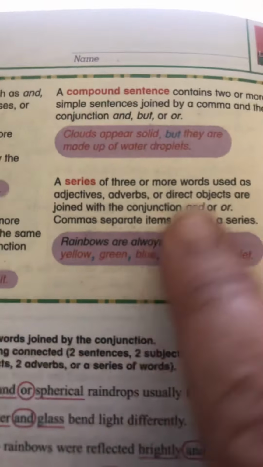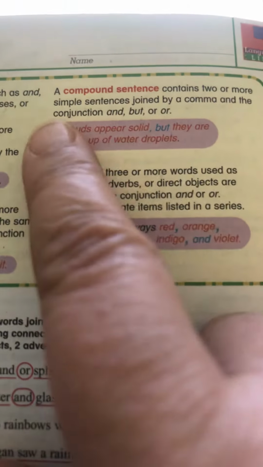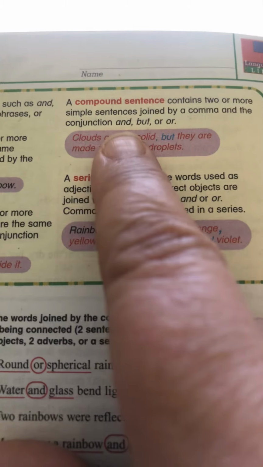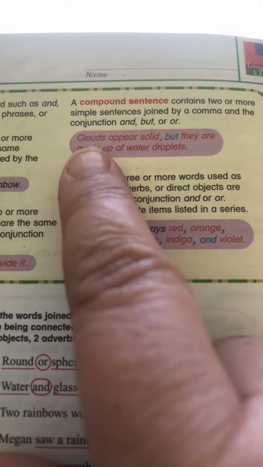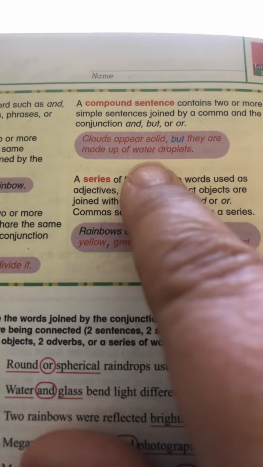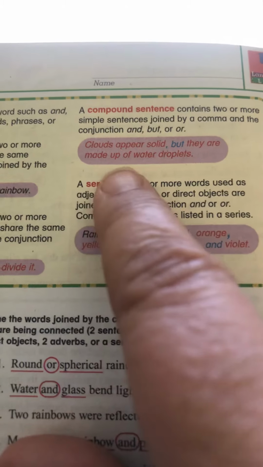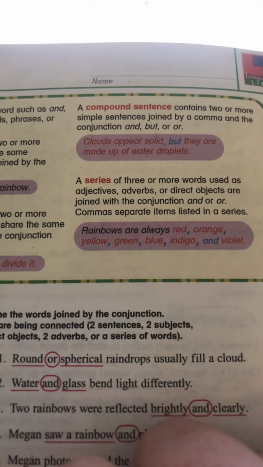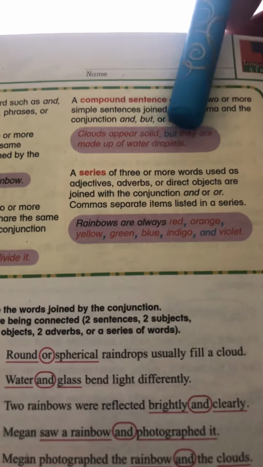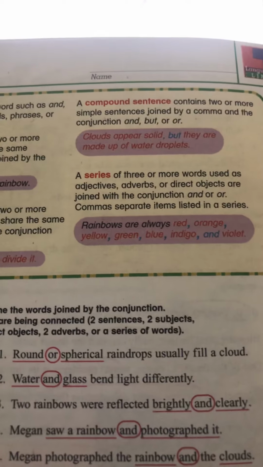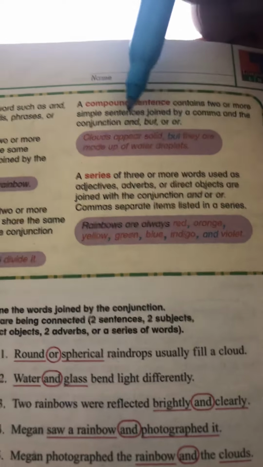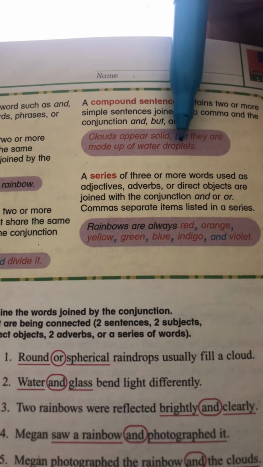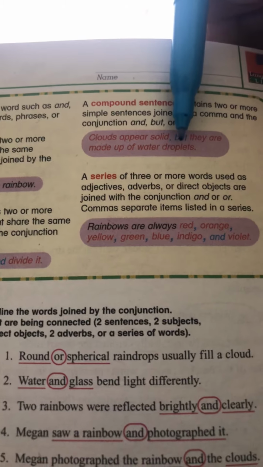A compound sentence contains two or more simple sentences joined by a comma and the conjunction and, but, or. Clouds appear solid, comma, but they are made up of water droplets. You might be asking yourself, how can I know if this is a compound sentence? Well, if I cover the conjunction up, would it make two short sentences? Clouds appear solid. Yes, that's a sentence.